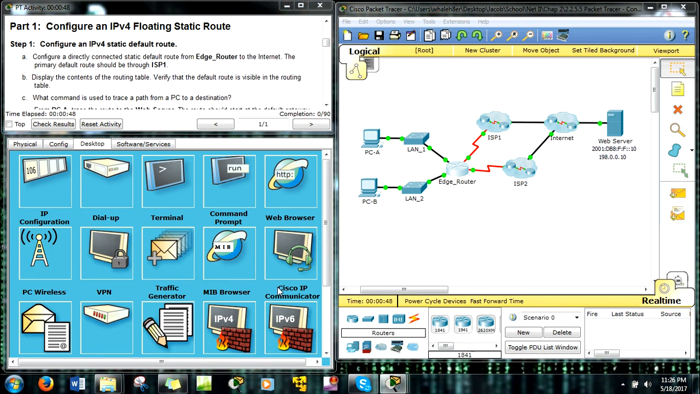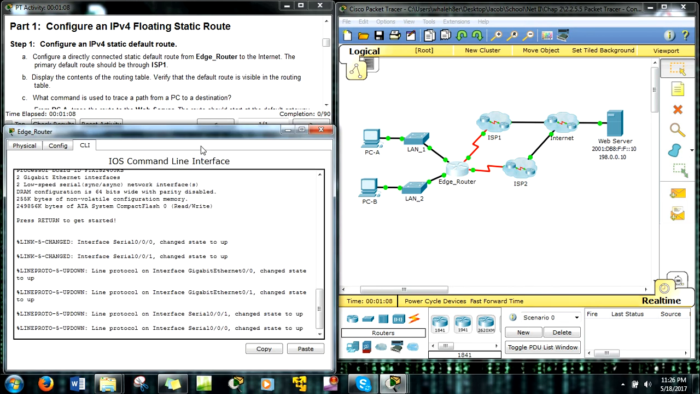We're going to be doing another Packet Tracer day for course 2 for the CCNA certification. Packet Tracer 2255. Alright, let's get into it. We're going to be configuring floating static routes today. Configuring a directly connected static default route from the Edge router to the internet.